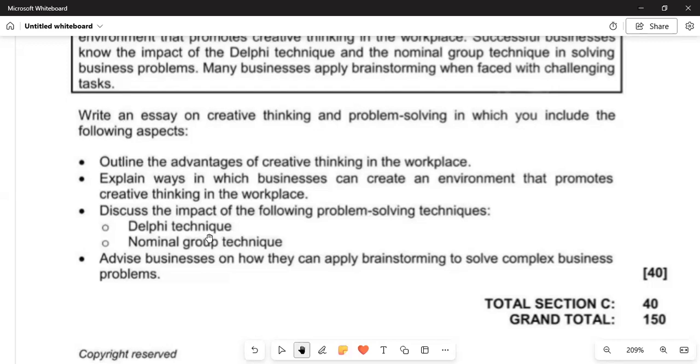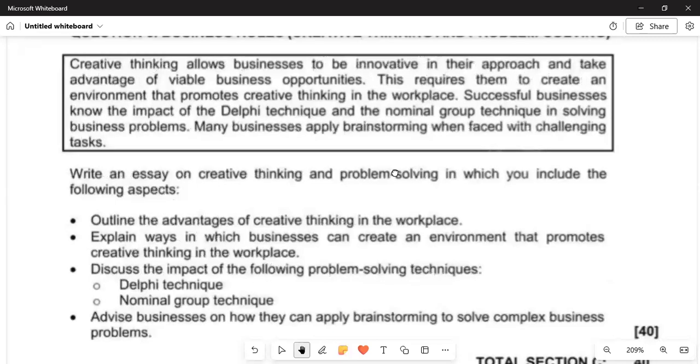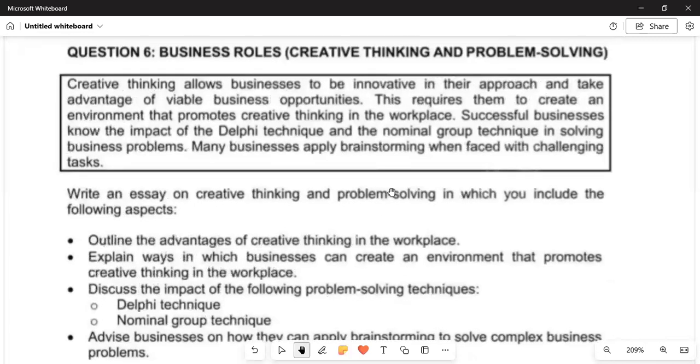And then the last aspect is that one needs to advise businesses on how they can apply brainstorming to solve complex business problems. And then that is a second essay. Then I will just give you 2 minutes to compile those ideas before I take you to our major answers. All right.